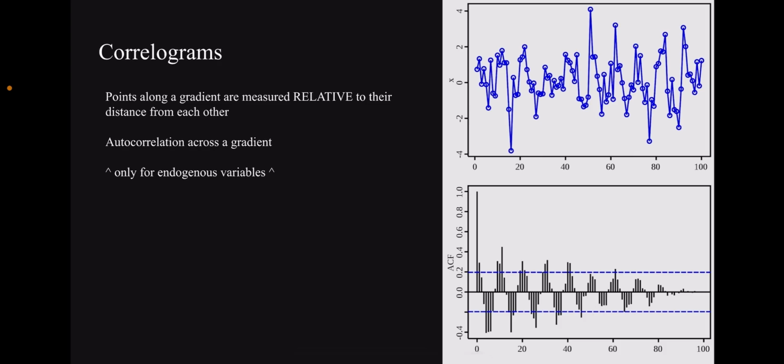Parallelograms, points along a gradient are measured relative to their distance from each other. The autocorrelation across a gradient, and this is only for endogenous variables.